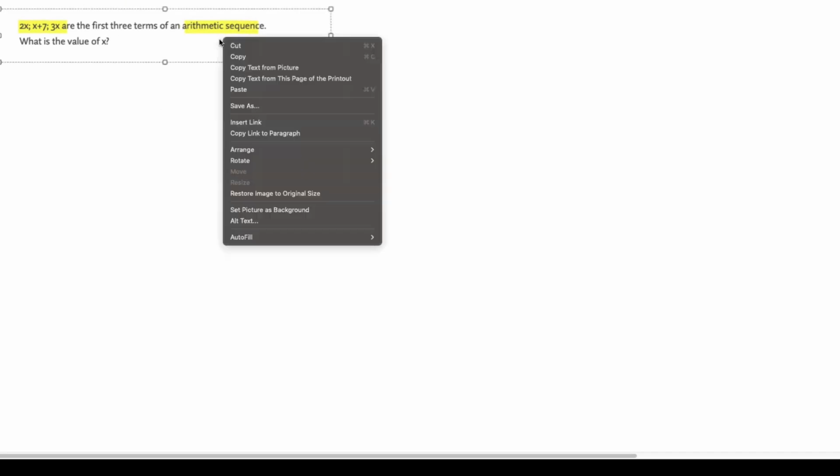So we're given this example where we have three terms and we need to find the value of x, and the information we're given is that it is an arithmetic sequence. So first, before we go into answering what this question would be, how we can solve it, we need to first understand what an arithmetic sequence actually means.